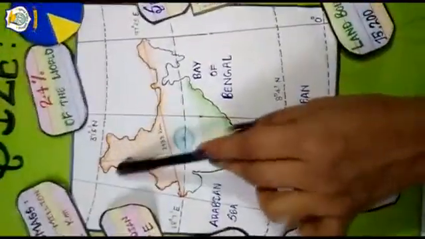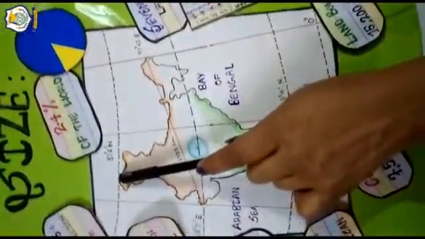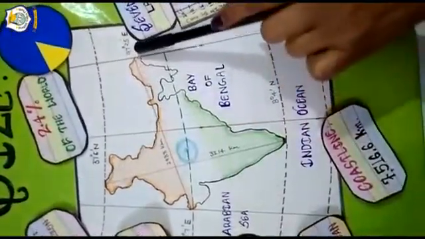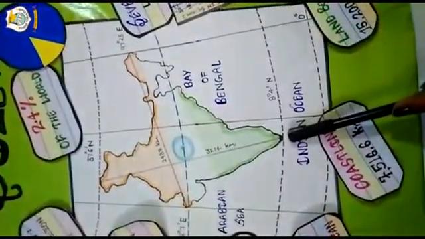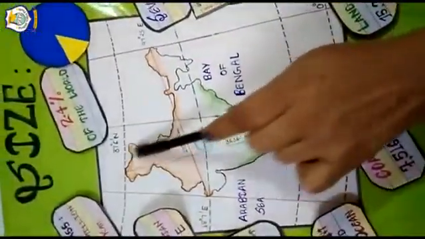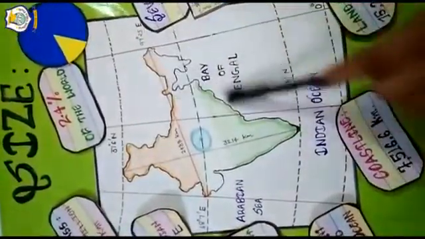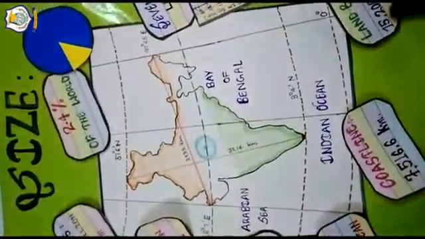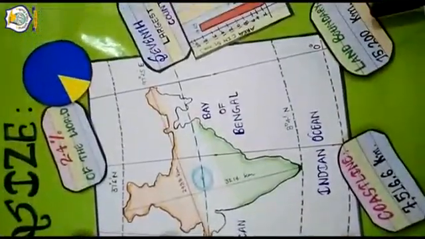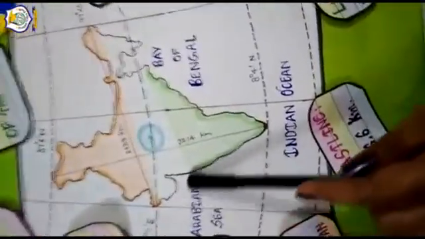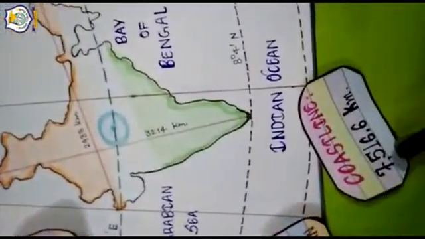The land boundary of India is 15,200 kilometer. Look at the map. Here Kashmir, back to Kashmir. It means Kashmir to Arunachal Pradesh, then Kanyakumari, then Gujarat, and then Kashmir. So this is the total land boundary of India, that is 15,200 kilometer. Now we will see the coastline.